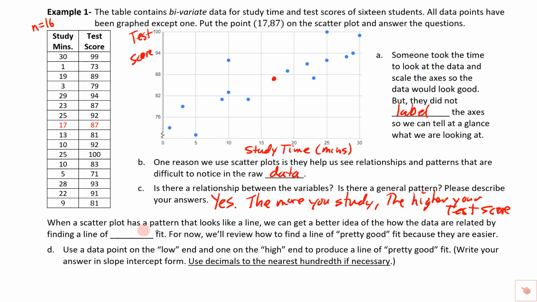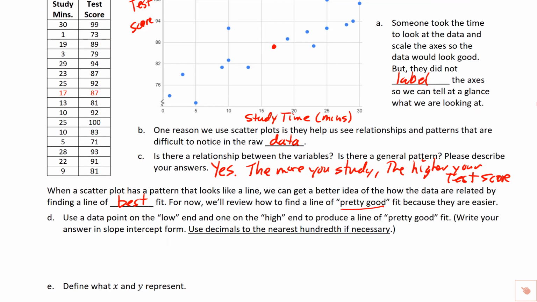And then it says when a scatter plot has a pattern that looks like a line, which this one kind of does, we can get a better idea of what the relationship is by finding a line of best fit. Now, for right now, we're going to review what you did maybe in a previous class, probably in 8th grade. We're going to do what I like to call a line of pretty good fit, because there's nothing really scientific or perfect about this. We're just going to come close. This is in no way a line of best fit. What we're going to do today is figure out how to find an actual line of best fit.